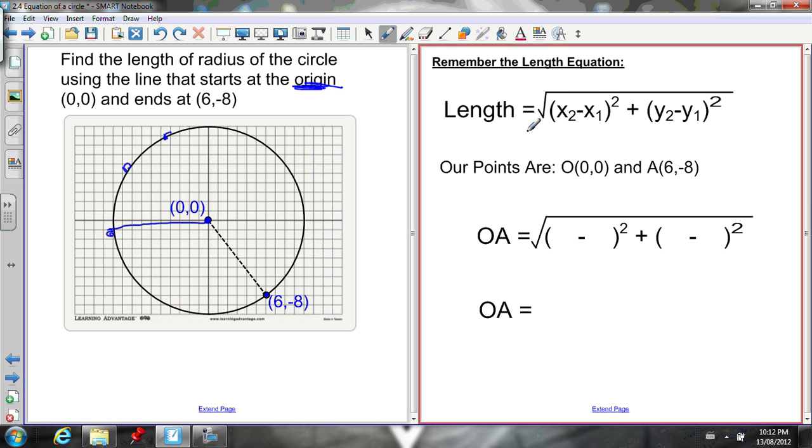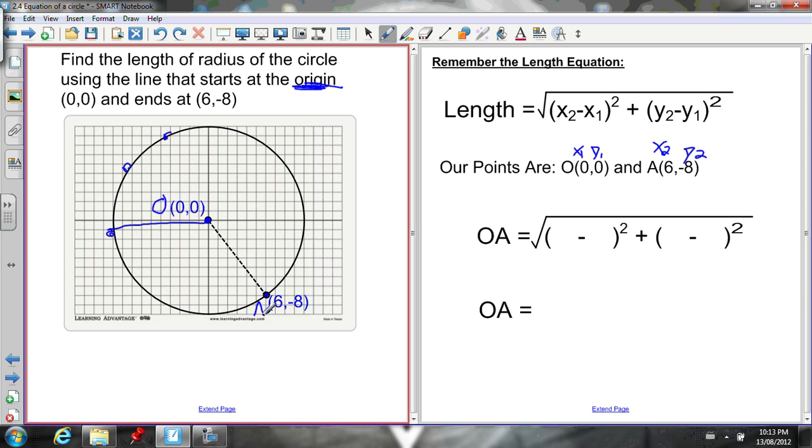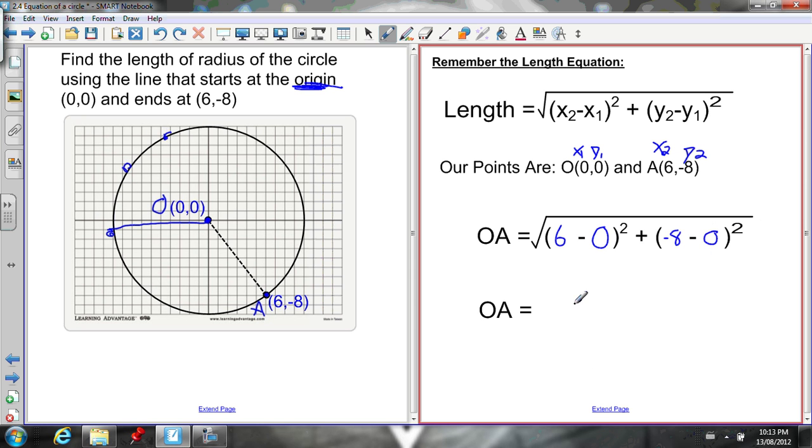So I can use the length formula. We learned this last lesson. The length of a line is equal to the square root of the run squared plus the rise squared. Our points are the origin, (0, 0), that's my first point, x1, y1. And point A is on the circle, at (6, -8), so that's my x2, y2. Plug that into my length formula. My length from O to A is the square root of x2 minus x1, so 6 minus 0, squared, plus y2 minus y1, -8 minus 0, squared.